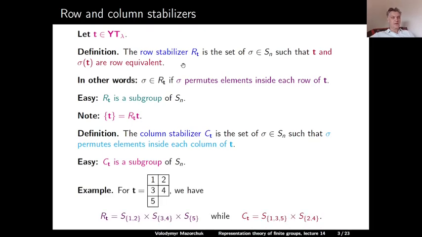For example, if we take the following Young tableau of shape 2, 2, 1, which contains 1 and 2 in the first row, 3 and 4 in the second row, and 5 in the third row, then the row stabilizer of T is a direct product of the symmetric groups on {1, 2}, {3, 4}, and {5}. This is because the first row of T is 1 and 2. You can permute 1 and 2 arbitrarily. The second row of T is 3 and 4, so you can permute 3 and 4 arbitrarily. And the third row of T is 5. So similarly, the column stabilizer of T is the direct product of the symmetric group on {1, 3, 5}, because 1, 3, and 5 is the first column of T, and the symmetric group on {2, 4}. This is because 2 and 4 is the second column of T.